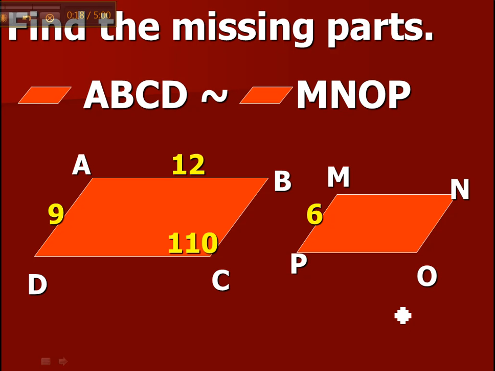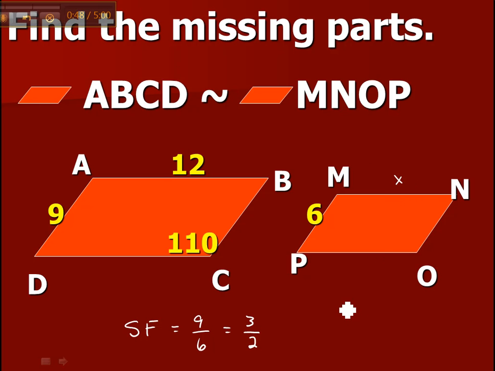So in terms of finding our scale factor, once again we want to find a pair of sides that correspond, that we have both values. So that would be our 9 and 6. So I'm going to say SF for scale factor would equal 9 to 6 or 3 to 2. So both examples that we've looked at so far have the same scale factor of 3 to 2, but that's just coincidence.